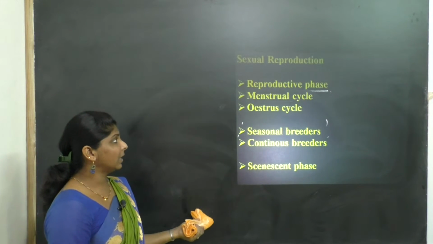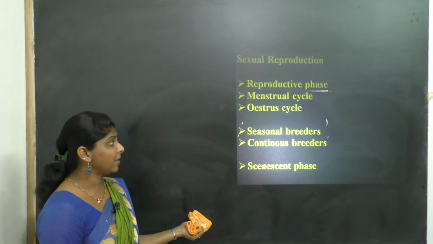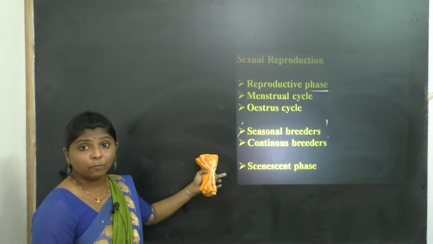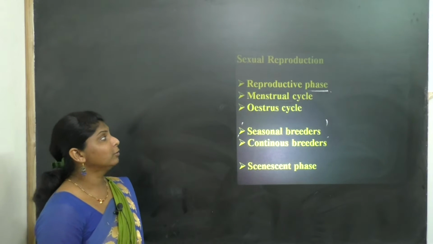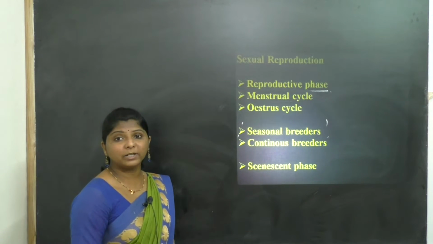After seasonal and continuous breeders, the next one is the senescent phase. I told you, the first was the juvenile phase. We know what the juvenile phase is, and we have also come across what the reproductive phase is now.